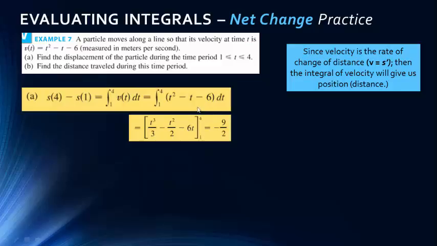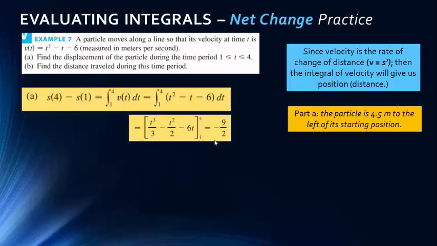These are each of the pieces of the antiderivative, evaluated from 1 to 4. Plug in 4, calculate. Plug in 1, calculate, and then subtract those values. And you get negative 9/2. Because remember this is in meters per second, so the displacement is going to be in meters.